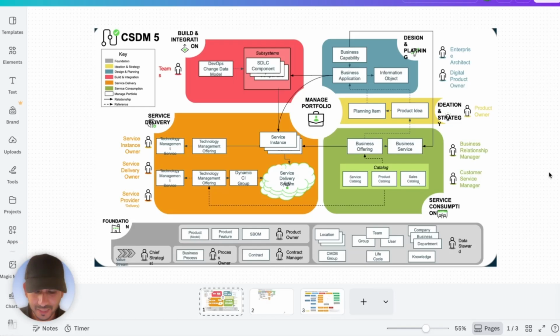So today I passed the Data Foundation exam, CSDM. I would say it's a medium to hard exam, and please take it seriously.